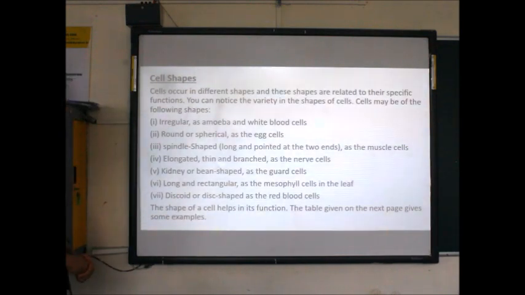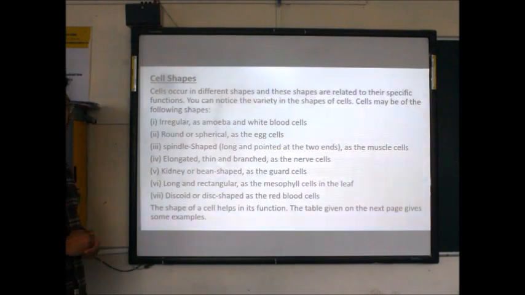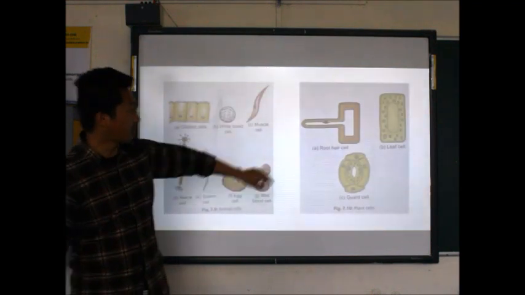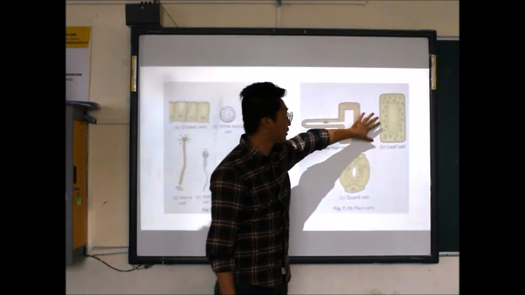Next one is long and rectangular, as in the mesophyll cell in the leaf. In the leaf, mesophyll cells are long and rectangular. You can see in this picture also.